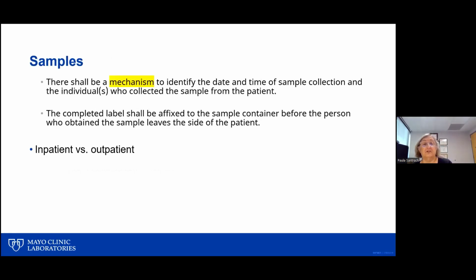So it also says there shall be a mechanism to identify the date and time of sample collection and the individuals who collected the sample from the patient. And I highlighted mechanism because it basically gives you some options in doing that, and how you say who that is. You have to have it. We use initials as well to identify on the label itself who was the collector, but most of our information is in our information system.